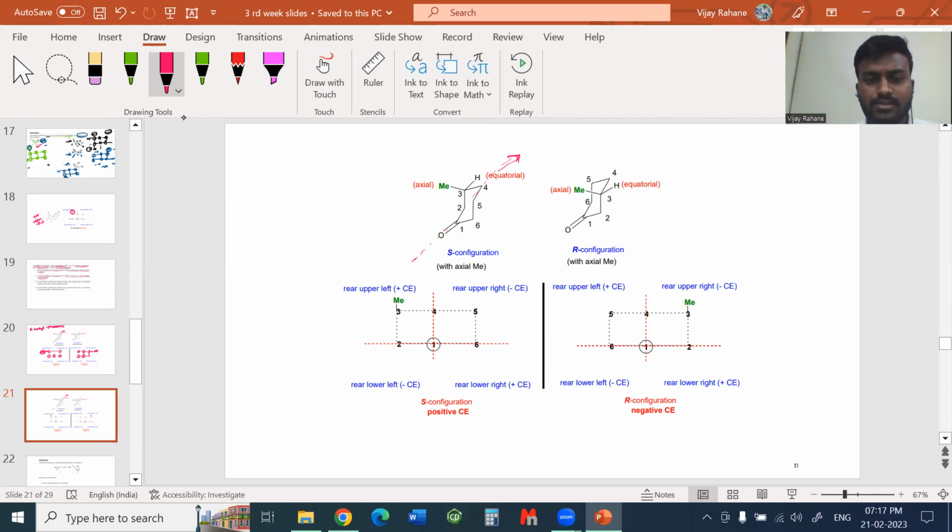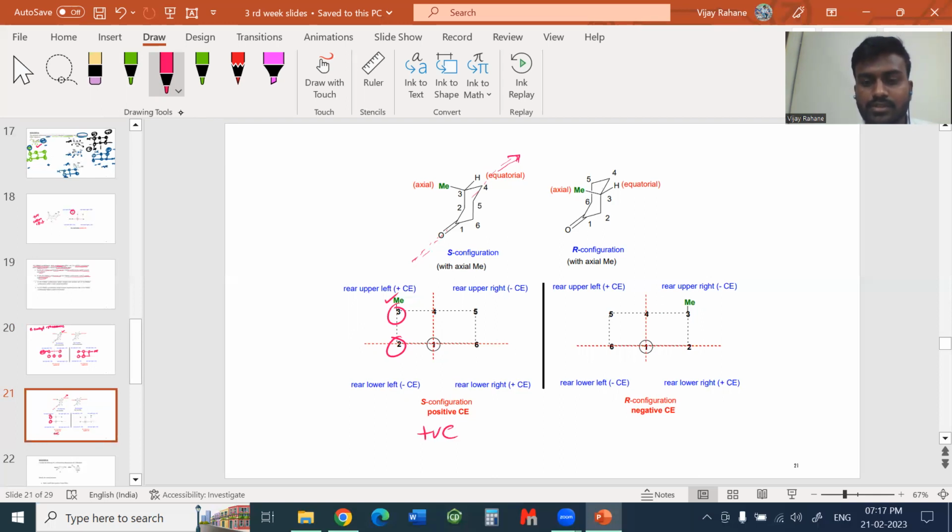Here also, similarly, just look from the side of the carbonyl, and this 2 and 3 carbon are on the left hand side. So 2 and 3 you have given on the left hand side. This methyl is axial, so the methyl lies here, axial, right? Methyl will be at axial, and the remaining carbon is this one. So this one also shows a positive Cotton effect.